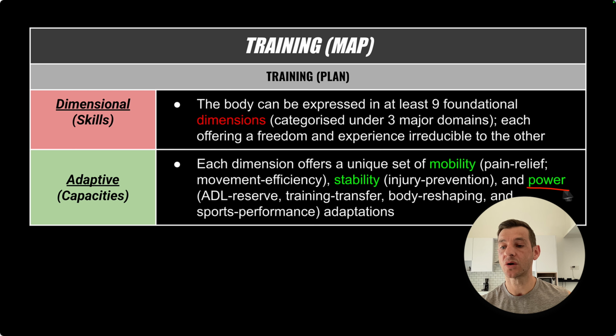And power, or the development of strength, speed, and endurance, will directly translate into improvements in our activities of daily living, transferring to other activities. So if we master one movement, we know that that transfers to many others. The direct development of the musculature of that specific dimension, and of course, sports performance.